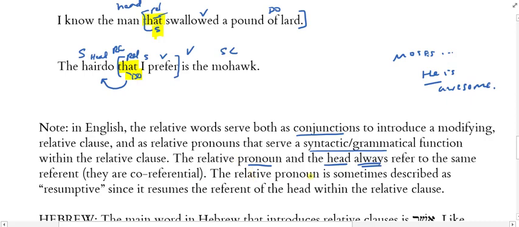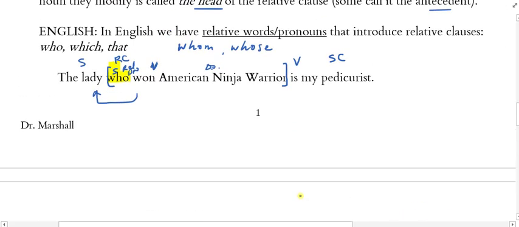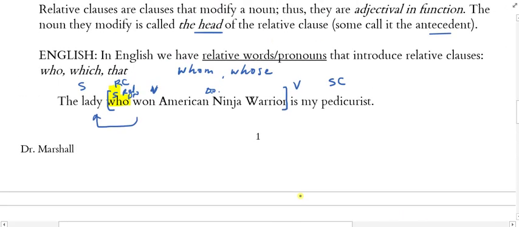And then the relative pronoun is sometimes described as resumptive, since it resumes the referent of the head within the relative clause. Let's just take a look at a couple of the examples here. And since I'm writing all over this, I will use a different color here. Okay, so my head is lady. Who is my relative pronoun? Do they refer to the same person?